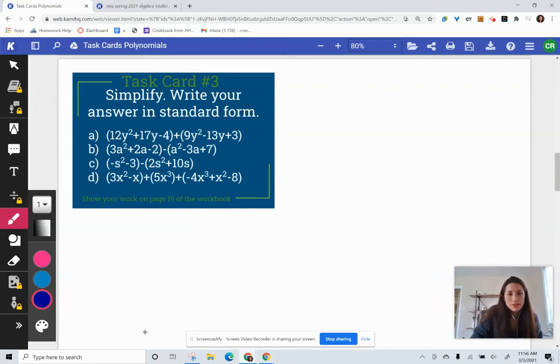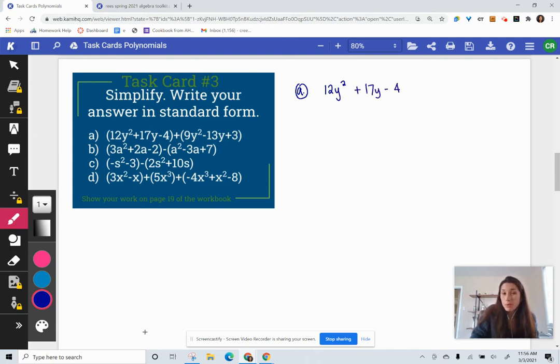All right, on task card number 3, we are going to simplify, and we're writing our answers in standard form, meaning descending order, highest exponent power first. So on question A, we've got a 12y squared plus 17y minus 4.